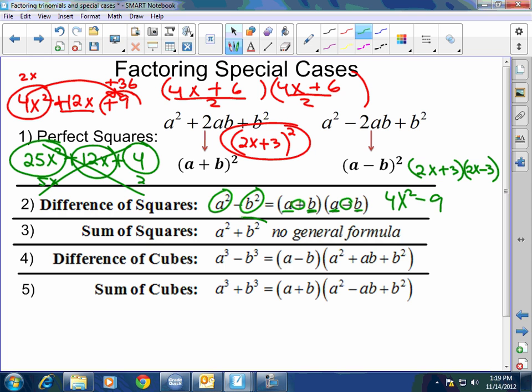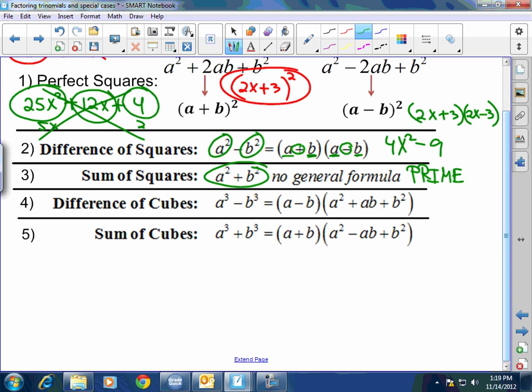Whenever you have the sum of two squares, it's prime. Why do I tell you? Because a lot of people see that and then they get the wrong answer, and I don't want that to happen to you. Okay? So sum of squares, if it says, whatever, x squared plus 81, that doesn't exist. It's not factorable, rather. It exists, but it's not factorable.